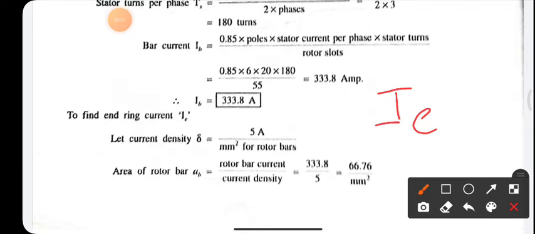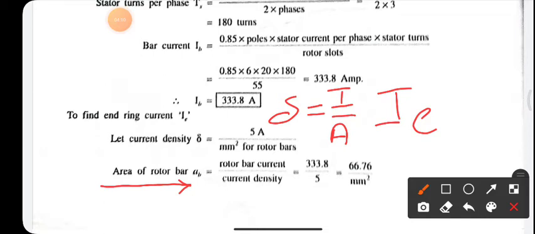Now to find the end ring current, that is, we are interested in IE. The current density is given by, again we have to remember, delta is equal to I by A, where A is the area of the rotor bars. So the area of the rotor bar AB is given by the rotor bar current upon the current density. We have assumed a current density of 5 amperes per mm square. When we place these values, we get the area of the bar as 66.76 mm square.